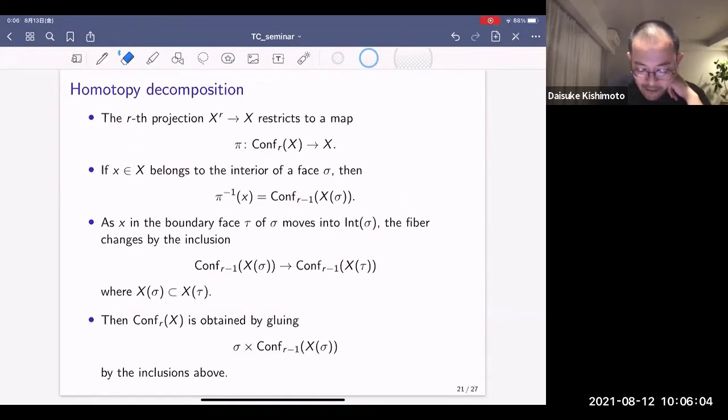As x in the boundary face tau of sigma moves into the interior of sigma, the fiber changes by the inclusion of Conf_{R-1}(X minus sigma) into Conf_{R-1}(X minus tau). Because tau is a face of sigma, X minus sigma is a subcomplex of X minus tau. So we have this inclusion. So this shows that Conf_R(X) is obtained by gluing sigma cross Conf_{R-1}(X minus sigma).